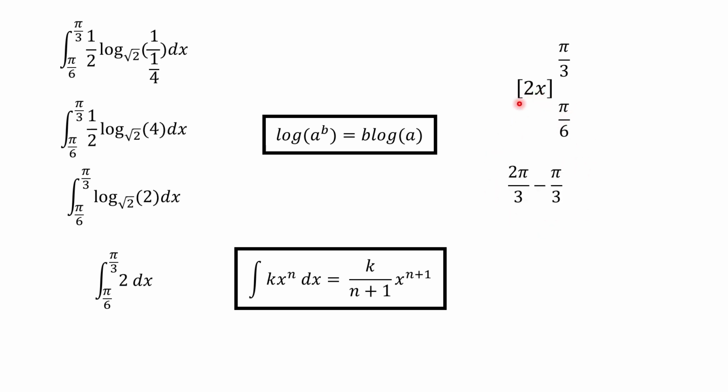And then 2 pi over 6 is, of course, just pi over 3. And that simplifies to that, pi over 3. And there's your answer, so you can chuck a box around it.